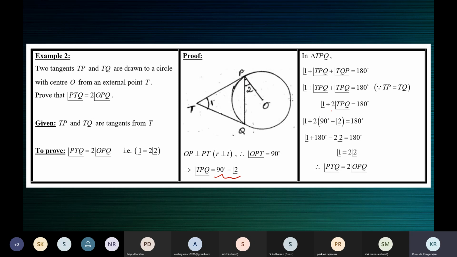Okay, so substitute that here, and on working this, you will get the result: angle 1 is twice angle 2. It's just by using the angle sum property in this triangle, children. Since these two sides are equal, these two angles are equal. And for this angle, you must say it is 90 degrees, this full angle, minus angle 2.